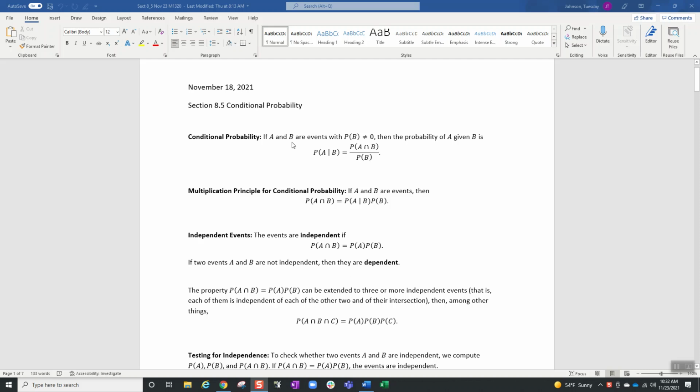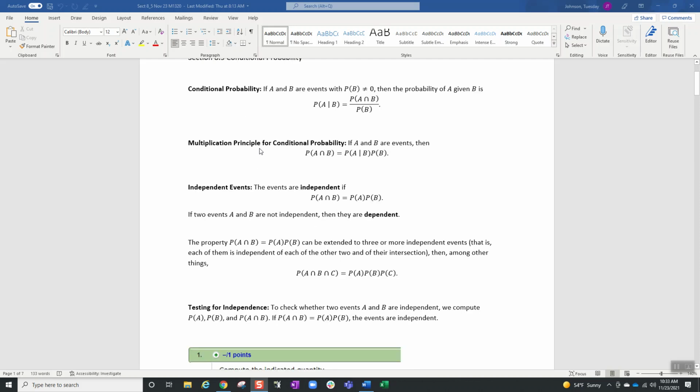Conditional probability. If A and B are events with the probability of B not equal to 0, then the probability of A given B is, all right, so this little line means given. A given B is the probability of the intersection divided by the probability of B. So what's the probability of a Seahawks game getting canceled given that it's raining in Seattle? It's still going to be 0 because they play in the rain. But that's the type of thing: if this is already happening, what's the probability that this other thing does?